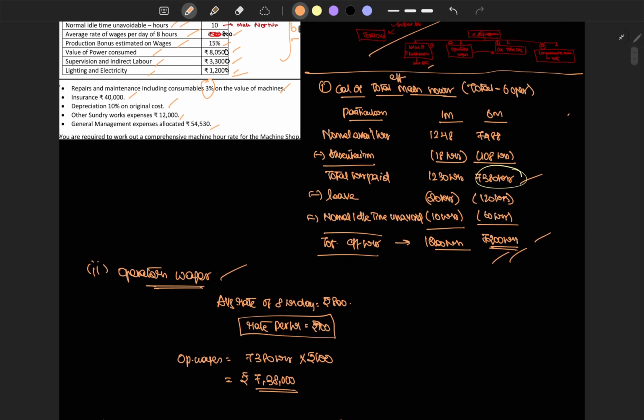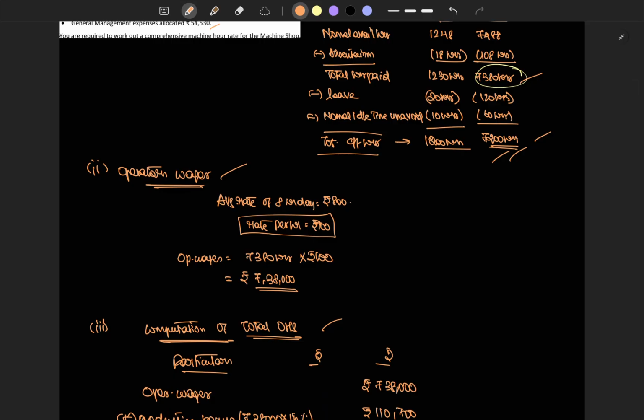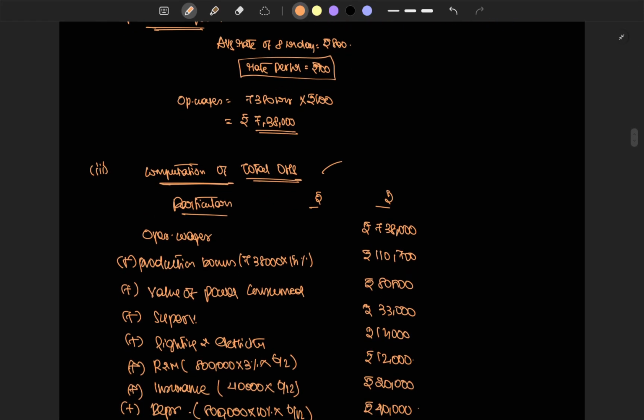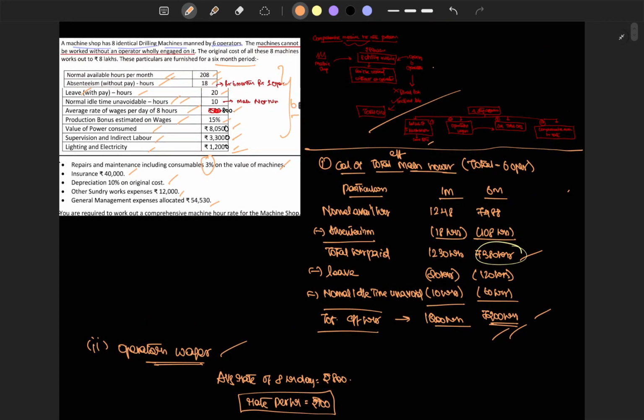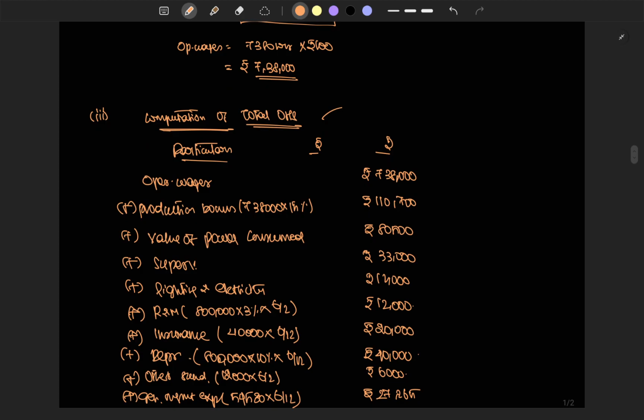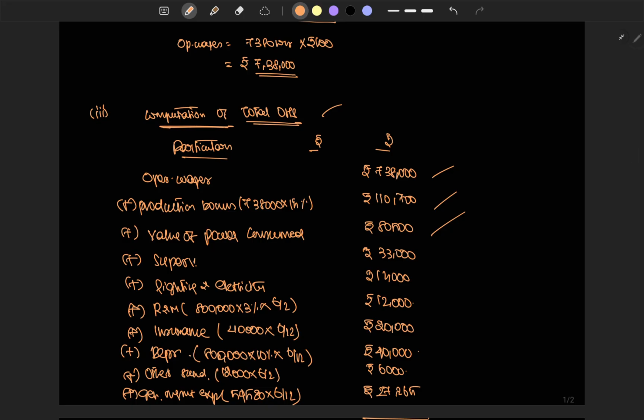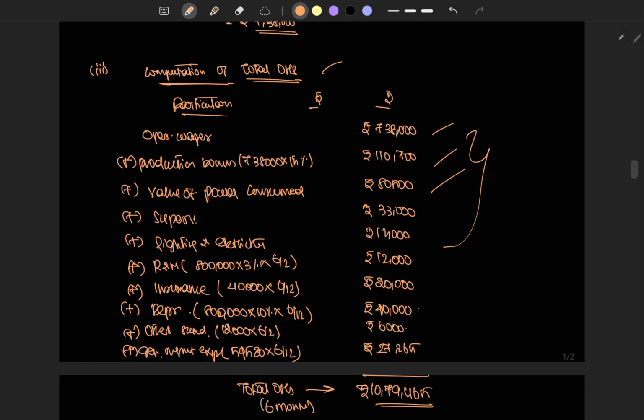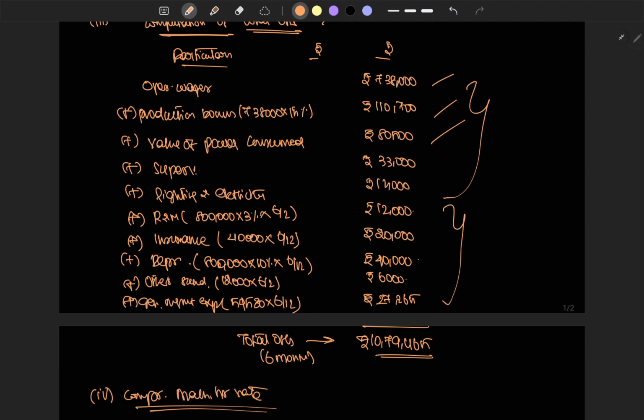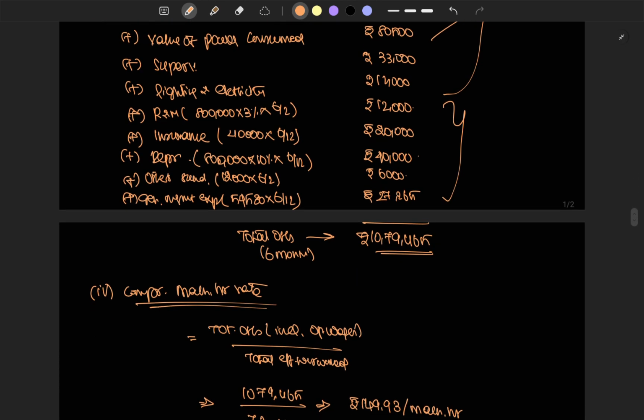The operator is getting an average rate of rupees 800 for an 8-hour day. So we found the rate per hour, which is rupees 100, and operator wages is 7,380 hours into rupees 100. So we got the value of rupees 7,38,000. And the question was listed with the overheads which happened in the factory. So the operator wages is 7,38,000, production bonus is 1,10,700, value of power consumed is around 80,000. These values have been given for 6 months, and for repairs and maintenance we were given the values for the whole year. So we divided them by the concerned months and found the value.